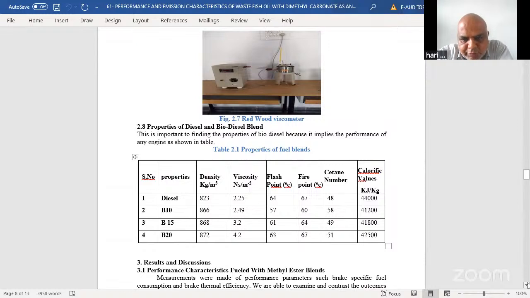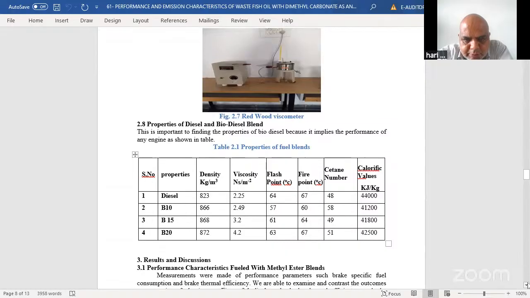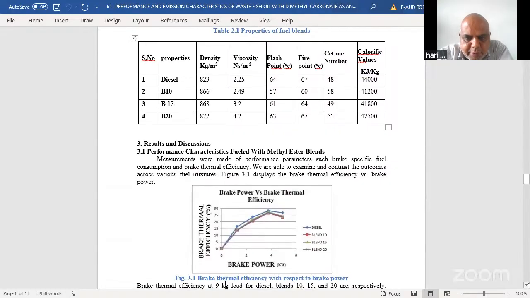Now if you see the properties, like the calorific value, it goes on decreasing. So diesel has around 44,000, whereas for B10, B15, B20 the calorific value is decreasing since we added this oxygenate compound. There is a slight increase in the calorific value for other fuels. Similarly, flash and fire point are increased, and the cetane number also, that is the advantage of going for biodiesel. The cetane number is increased to 51, 58 and 51, all these.